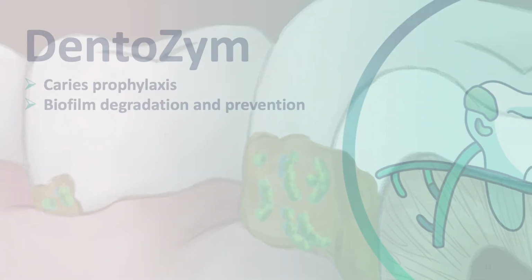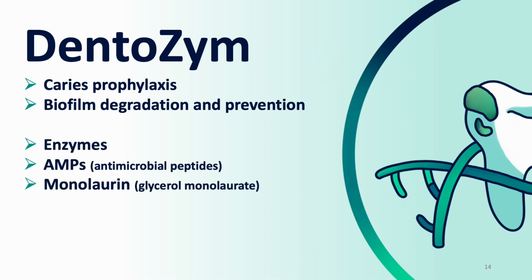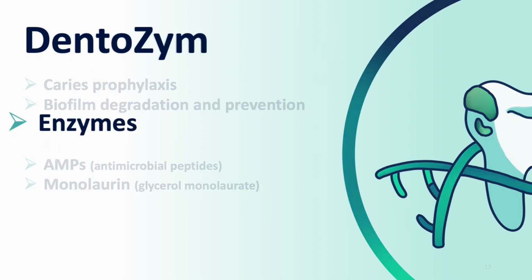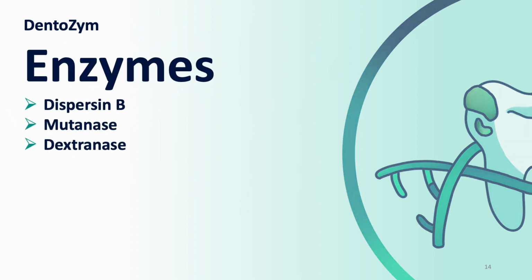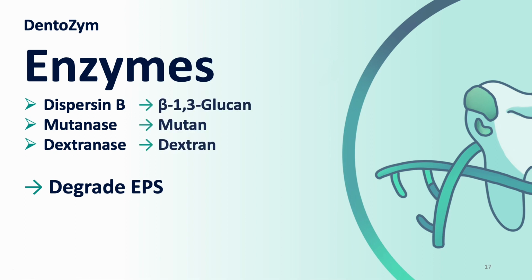Therefore, we decided to focus on biofilm prevention and degradation as a form of caries prophylaxis. For this approach, we use a combination of enzymes, antimicrobial peptides called AMPs, and monolaurin. The specific enzymes, namely dispersin B, mutanase, and dextranase, decompose EPS, which acts as the structural component of the biofilm matrix, thus breaking apart its adhesion and exposing embedded bacteria. The enzymes have been selected to cleave the EPS produced by S. mutans, which are beta-1,3-glucan mutan and dextran.